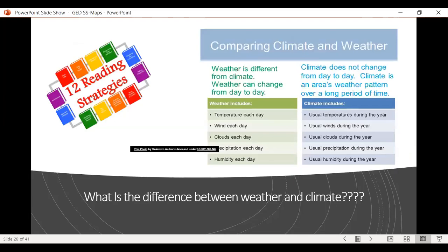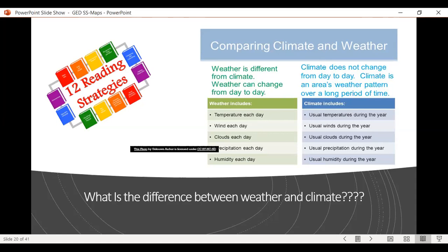Okay, so here we're going to be using another reading strategy. So far we've used skimming and scanning, we've used cause and effect, and in this part of the lesson we're going to be using comparing and contrasting. So we've already done a little bit of this. We did this at the beginning of the lesson, where we talked about the difference between weather and climate. Weather does change from day to day. It's short term. Climate doesn't change from day to day, but it has a weather pattern that lasts over a period of time. And we're going to look at some of that here in just a little bit.